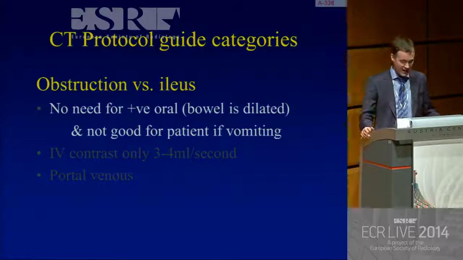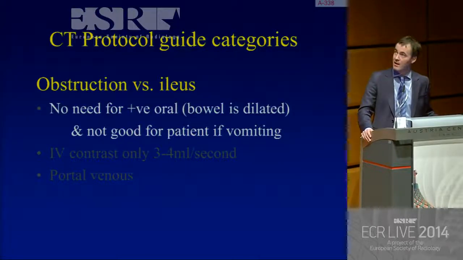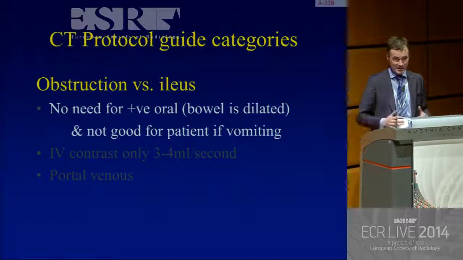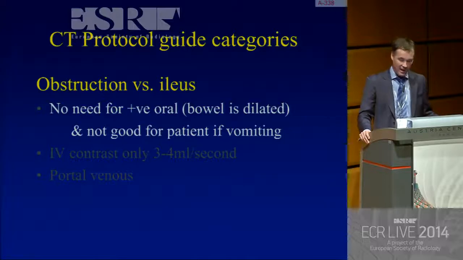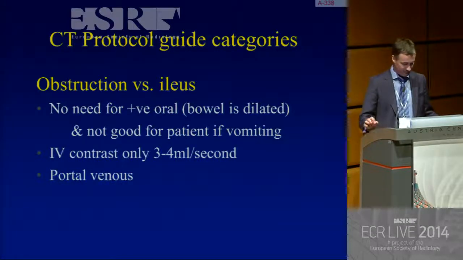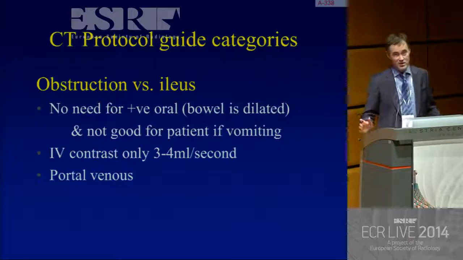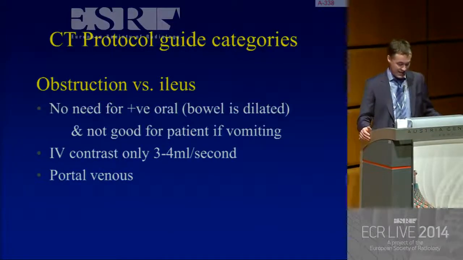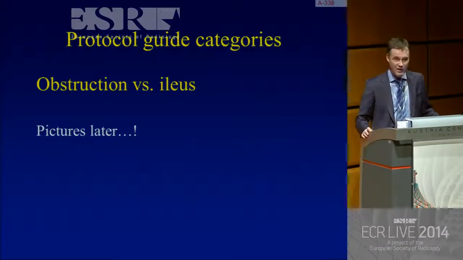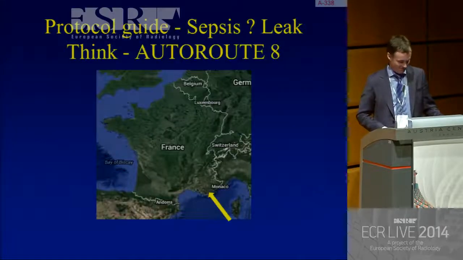If we move on from bleeding now to obstruction and ileus, we don't need positive oral contrast in these cases usually because the patient's bowel is dilated. The surgeons usually know that the bowel's dilated because the abdomen is very distended, or they've got an abdominal film that shows dilated bowel loops. And also, if you were the patient, you do not want to drink 1 litre of contrast when you're feeling nauseated already. Again, what we tend to do is just to give IV contrast in these patients routinely, and we image in the portal venous phase. We're going to go through some pictures of this in a few minutes.